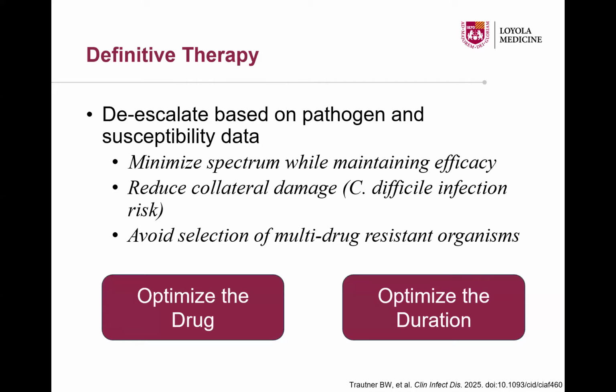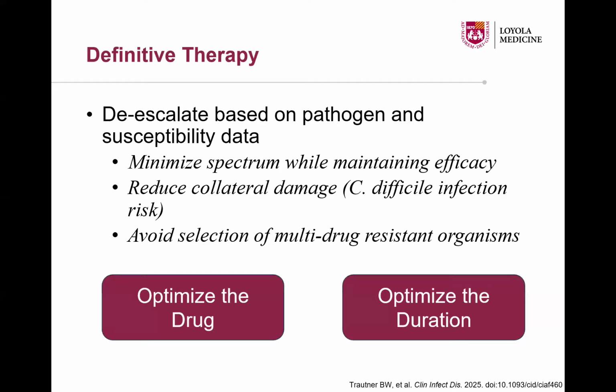So then we're going to transition again towards definitive therapy. Just in general, thinking about definitive therapy, we're thinking about de-escalating based on pathogen susceptibility data, of course. And why do we do this? I think we all recognize this, but just to point this out more plainly, we're trying to minimize the spectrum of activity while maintaining efficacy. With that, we're trying to reduce collateral damage, so C. diff infection being the prime target there. And then we're also trying to avoid the selection of multi-drug resistant organisms.